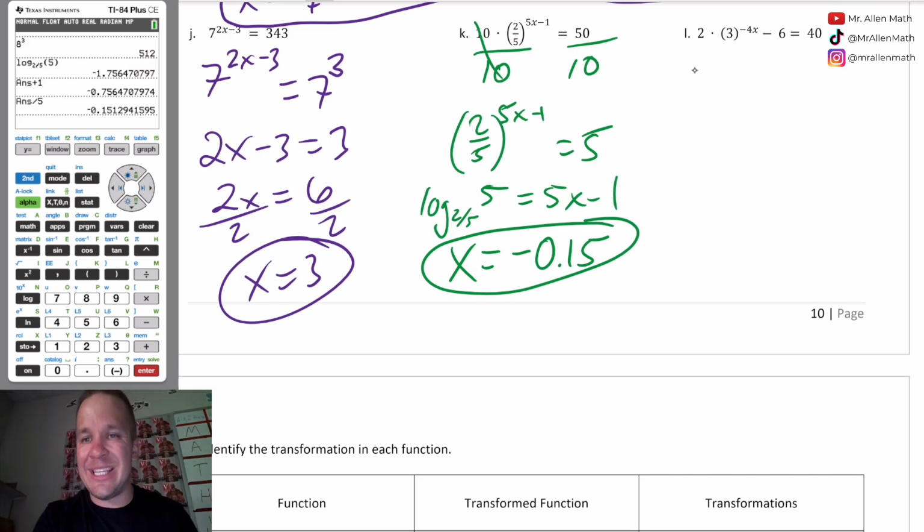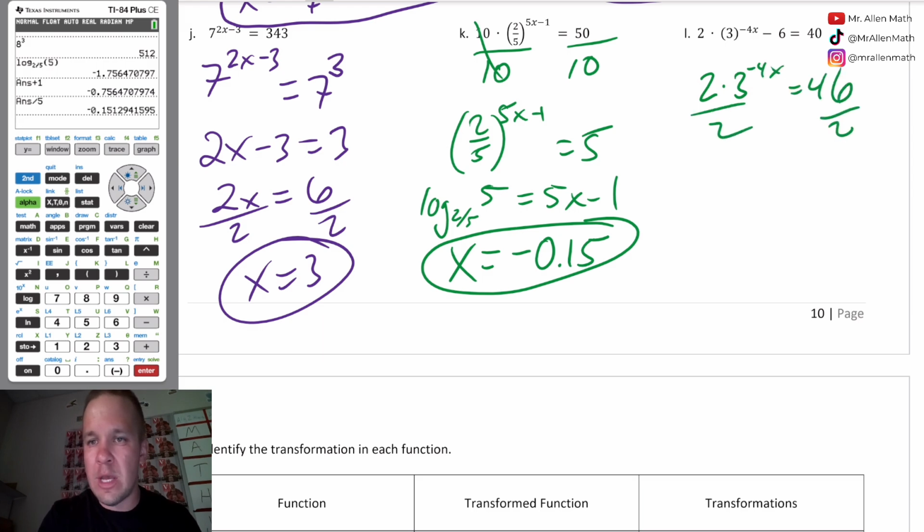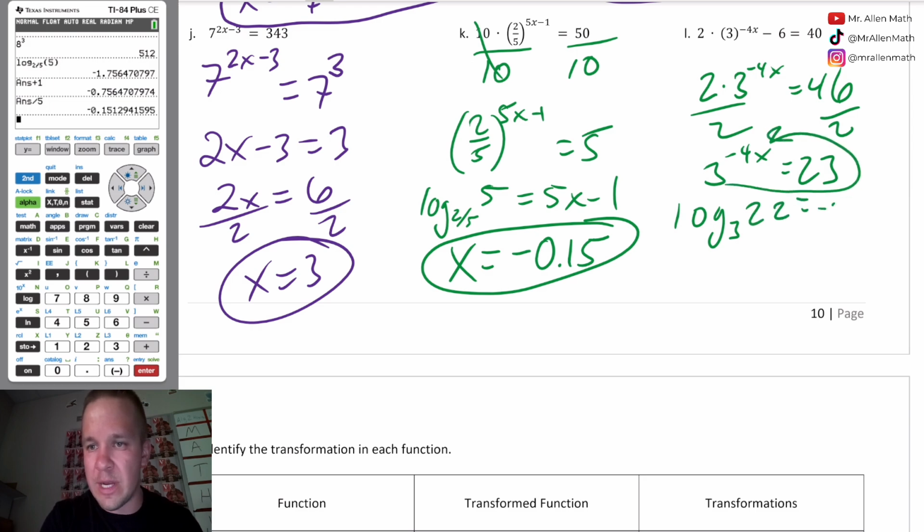So next thing, I'm going to add 6 here. We got 2 times 3 to the negative 4x equals 46. Divide by 2. I get 3 to the negative 4x equals 23. And then we got log base 3 of 23 equals negative 4x.